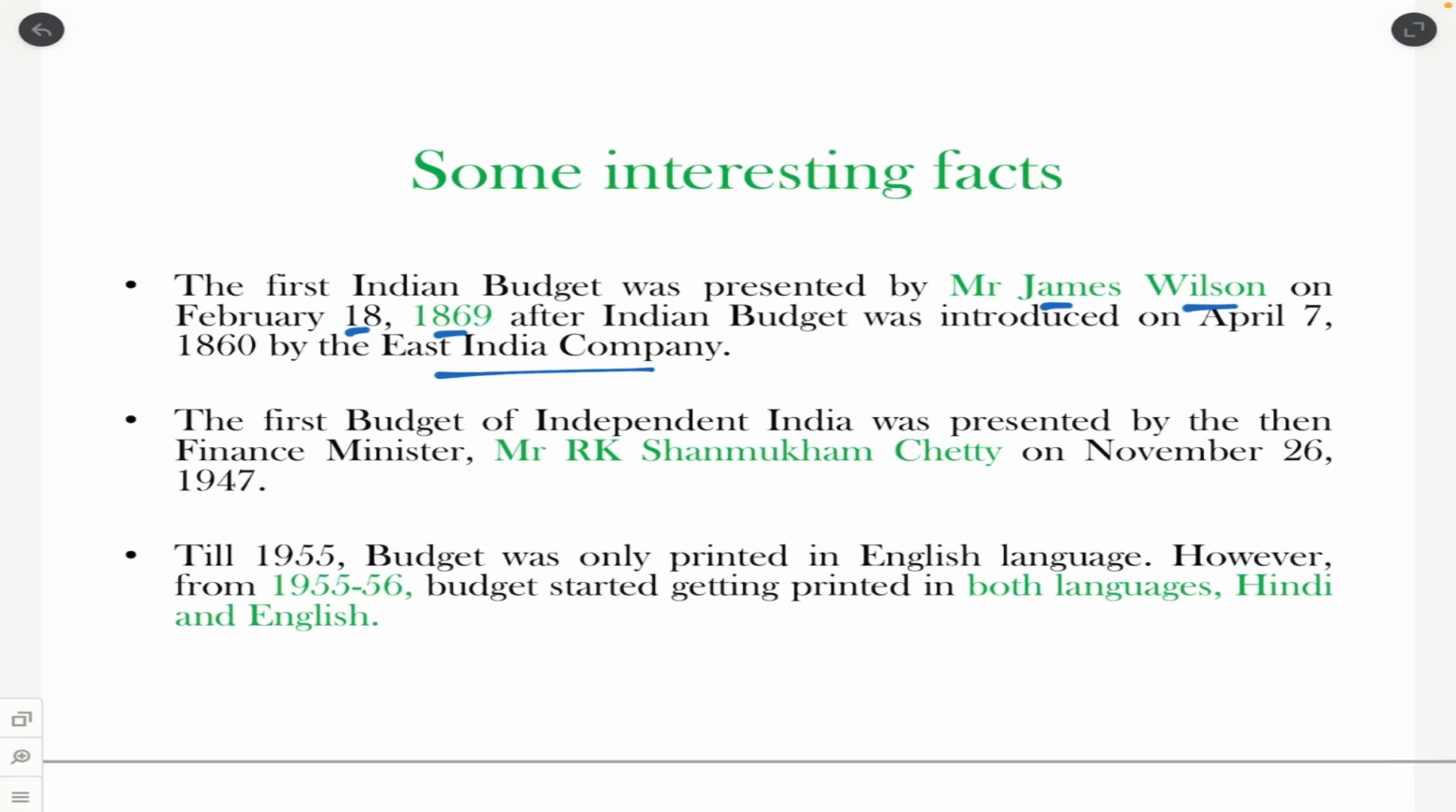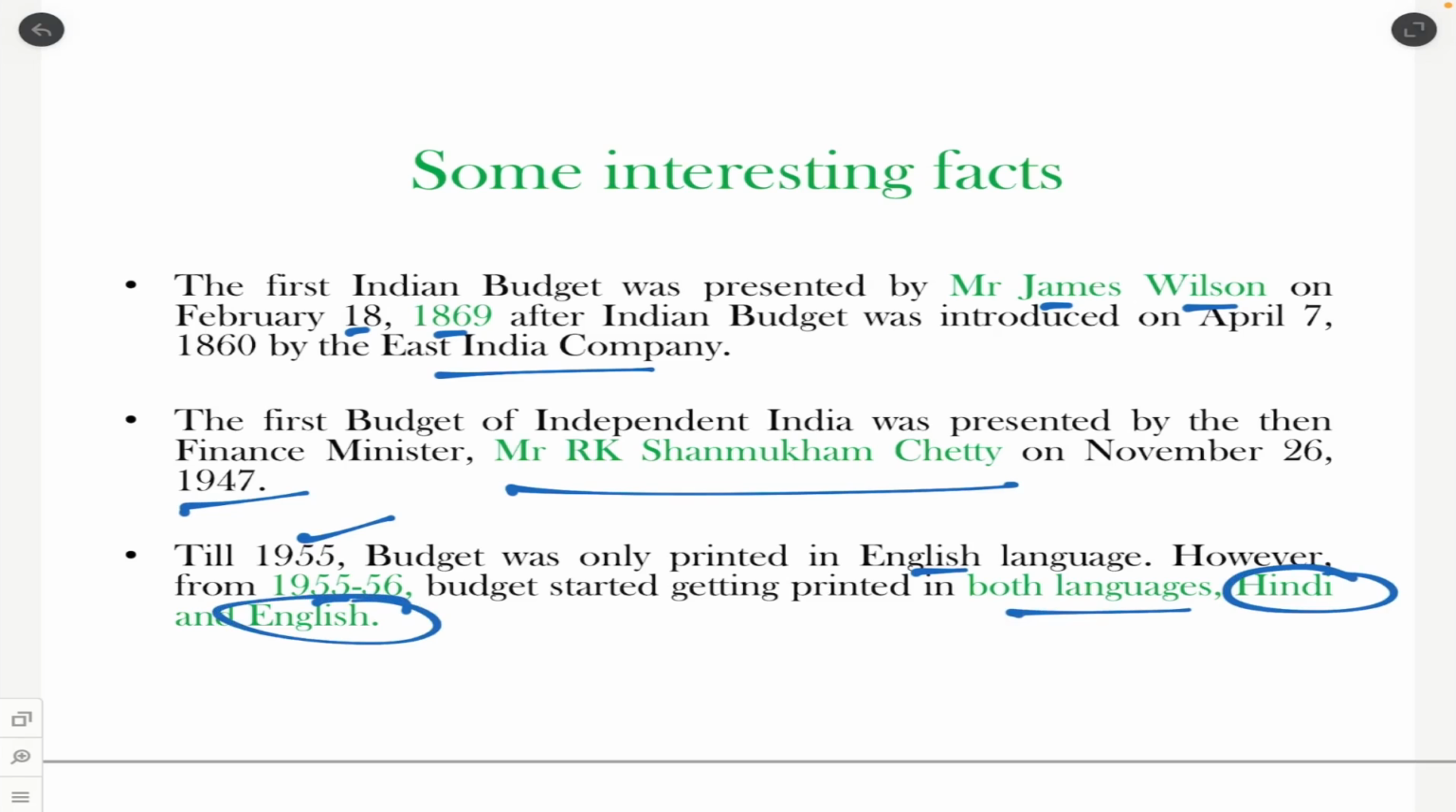The first budget of independent India was presented by the then finance minister, Mr. R.K. Shanmukham Chetty, on November the 26th, 1947. Till 1955, that is 8 years after independence, the budget was only printed in the English language. However, from 1955-56, the budget started getting printed in both languages, that is Hindi as well as English.